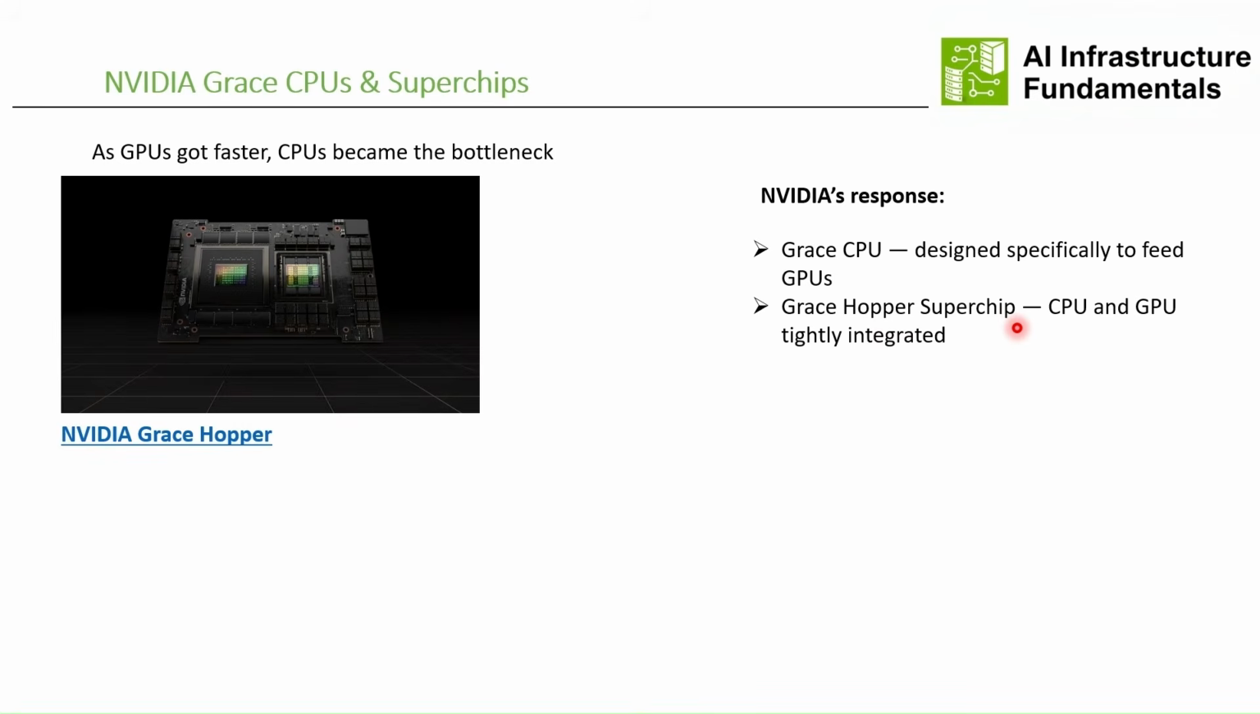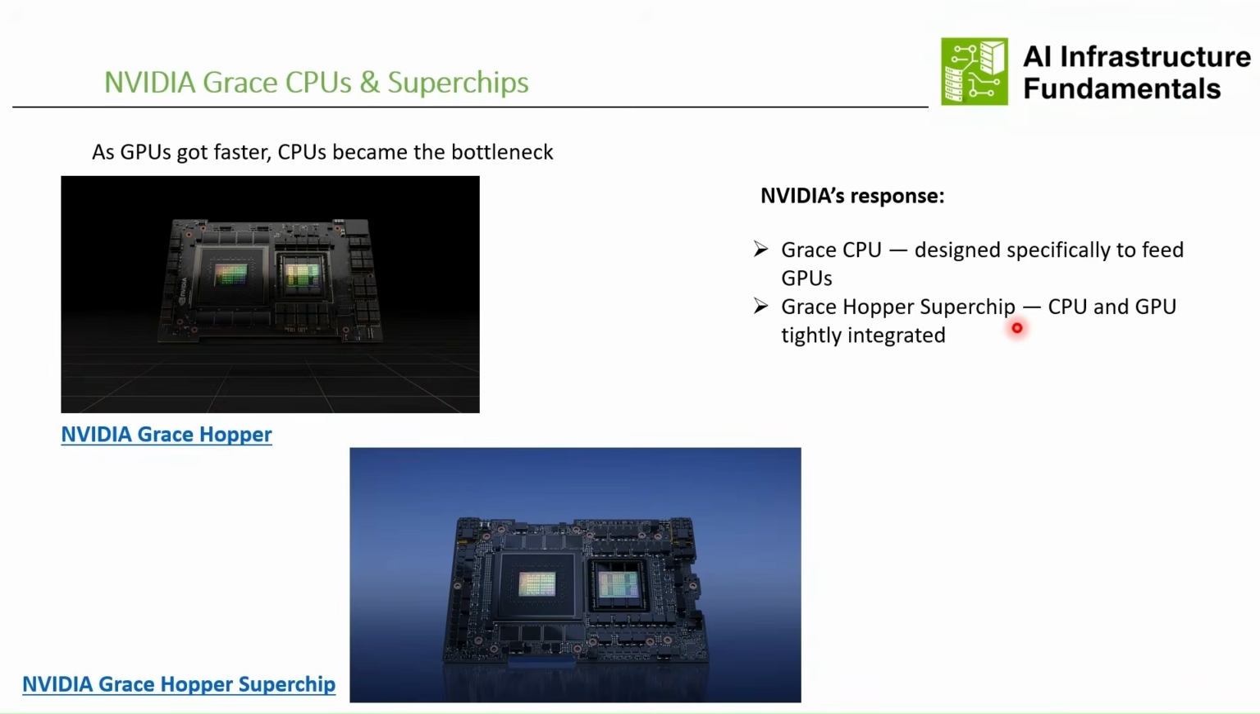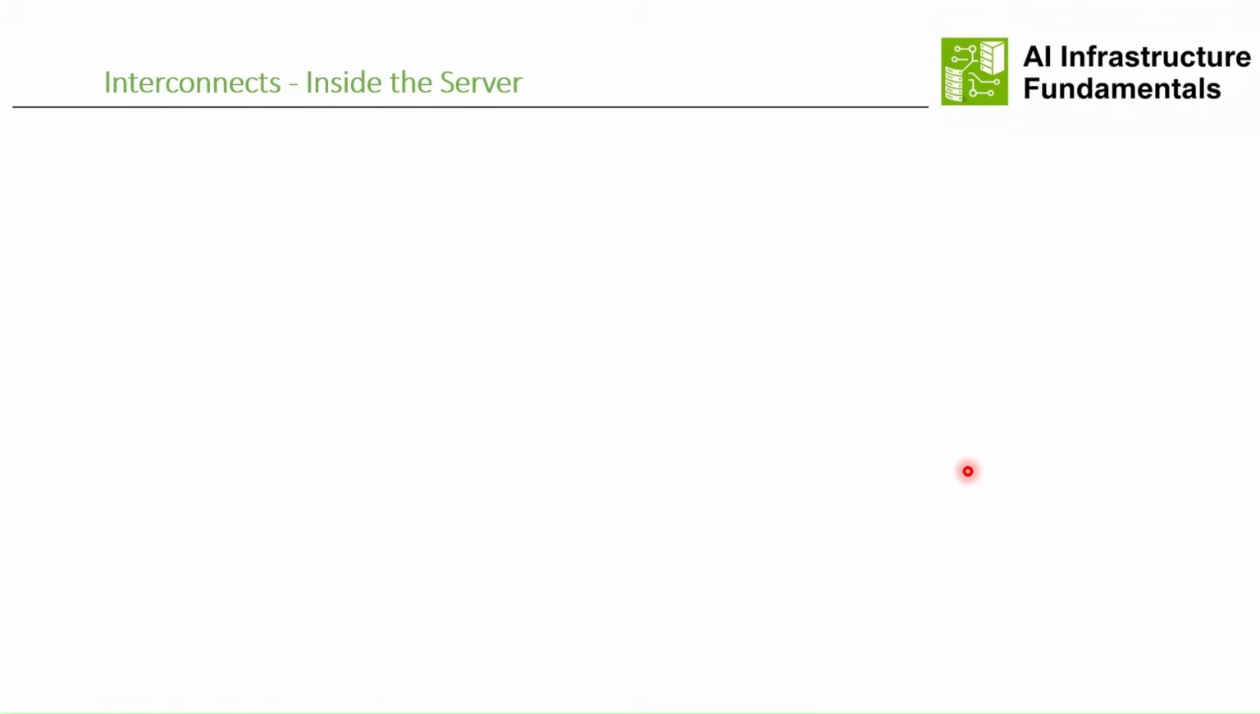This is NVIDIA's Grace Hopper CPU, designed to feed GPUs. And then this is the Grace Hopper super chip, as you can see on your screen. CPUs and GPUs are tightly integrated. So hope now you understand the Grace Hopper super chip that tightly integrates CPUs and GPUs together. So what NVIDIA did is, NVIDIA didn't just accelerate AI, it re-architected the whole compute node.